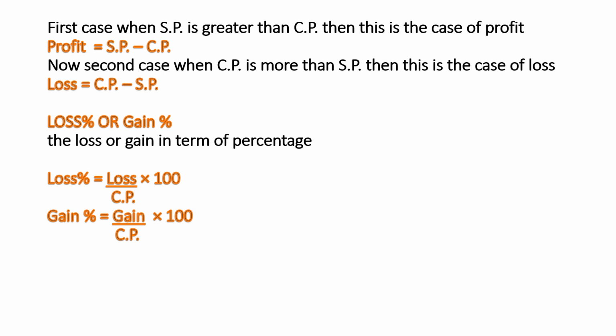Similarly, the loss percent is always loss upon CP into 100. In both the cases of loss percent and gain percent, my dear students, always keep this thing in your mind: CP is the determining factor. So in both the formulas, for loss percent, loss upon CP into 100, and for gain percent, gain upon CP into 100.